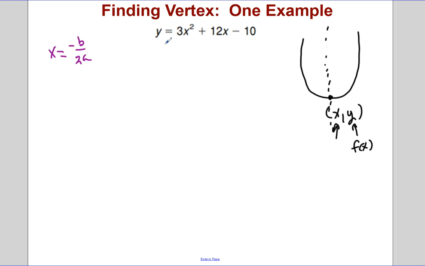Given my quadratic, I have a is equal to 3. This is in standard form. b is equal to 12. And of course c, which is my y-intercept, is negative 10. We just need the 12 and the 3, and we're going to plug in directly to here.